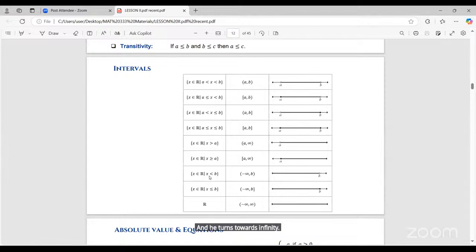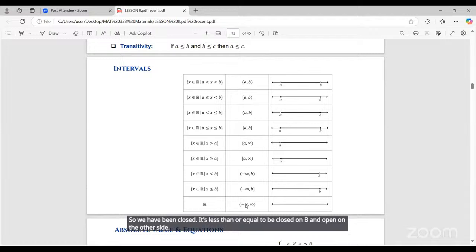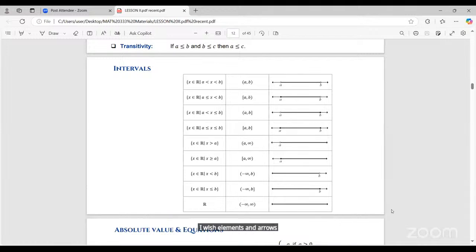x in R such that x is less than infinity and open on B. x in R such that x is less than or equal to B. So we have it being closed. It's less than or equal to B, closed on B and open on the other side. R, which elements in R run from what? Minus infinity to infinity. Are we good?